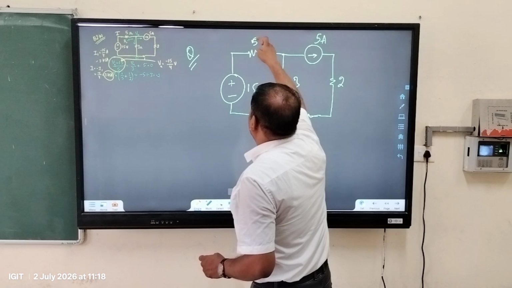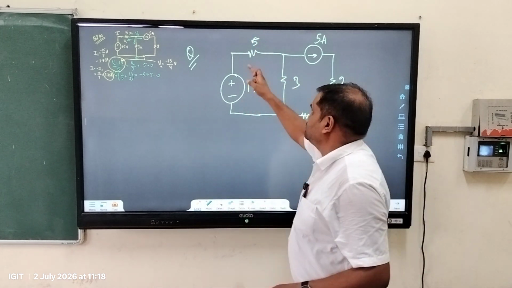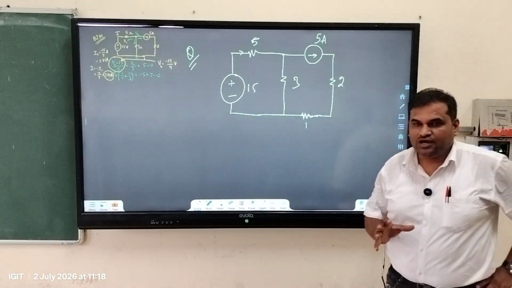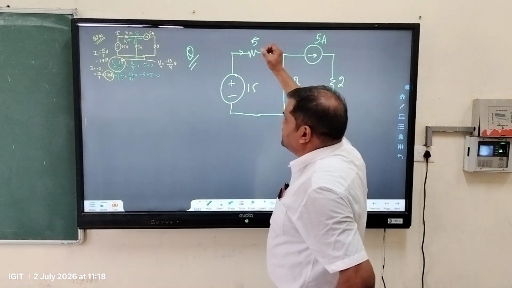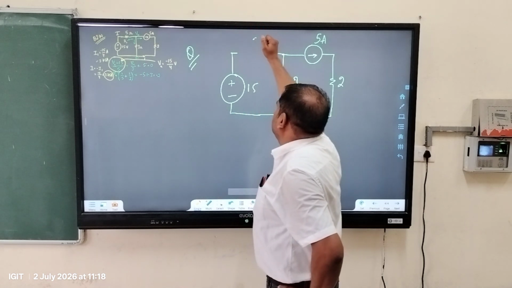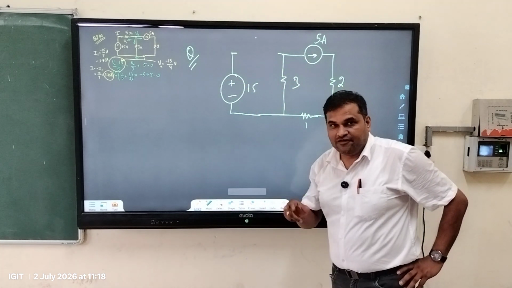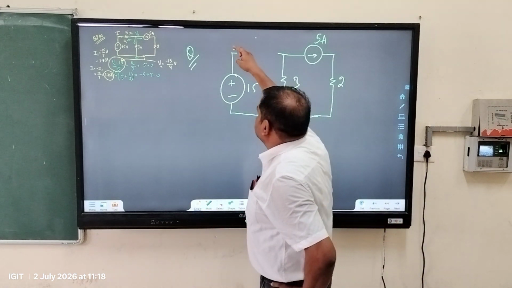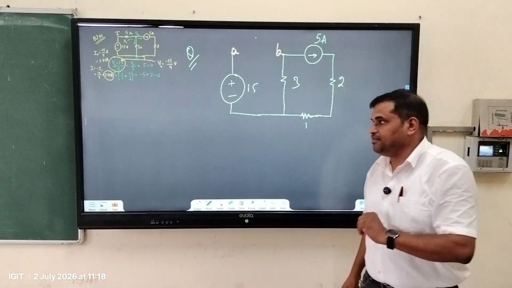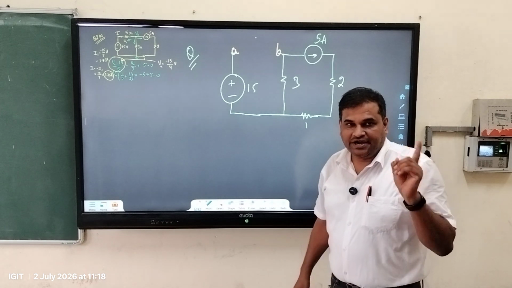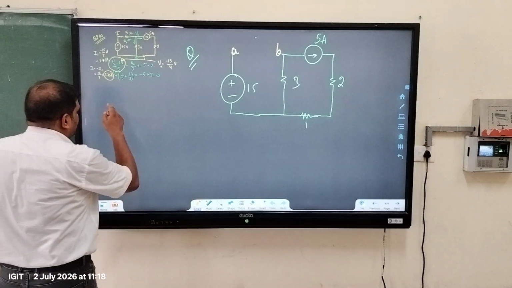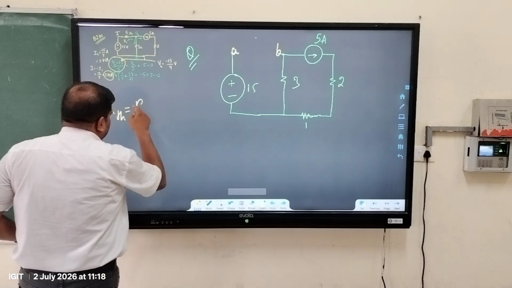What is the examiner now asking? What is the current through this 5 ohm in this direction, by using Thevenin theorem. So what Thevenin says is that you first remove the load from the circuit. So let us remove the load from here. Okay, now the circuit looks like this. After removing it, you name this terminal A and this terminal B. So you have two terminals A and B. Find out the value of RTH and the value of VTH. What is RTH? RTH is nothing but RAB.